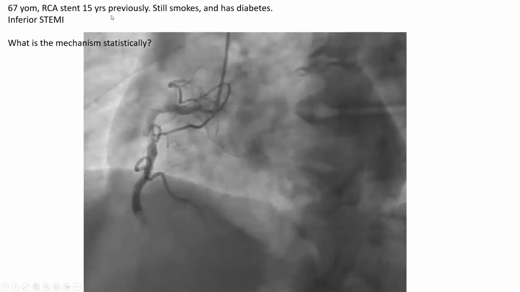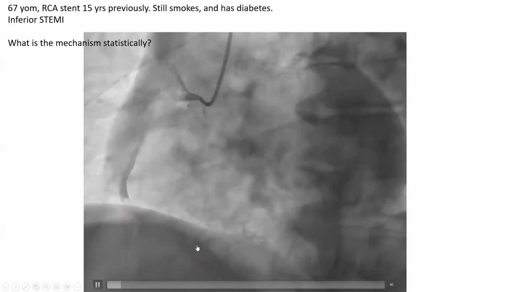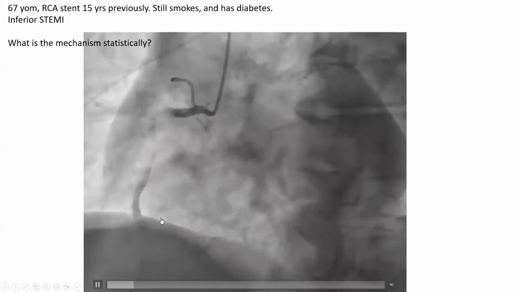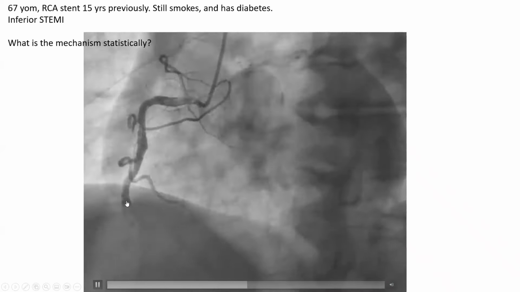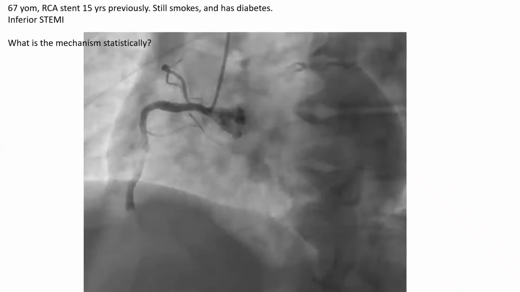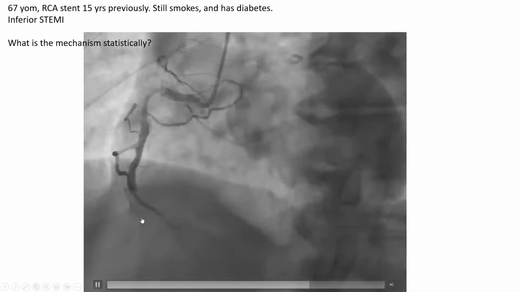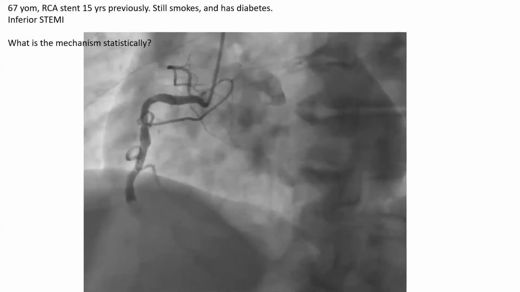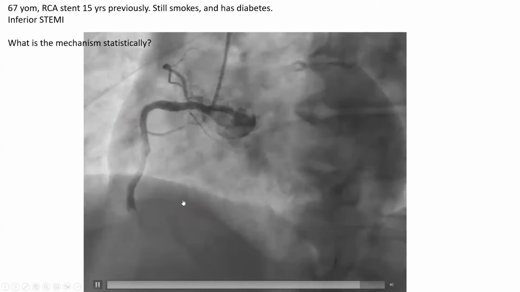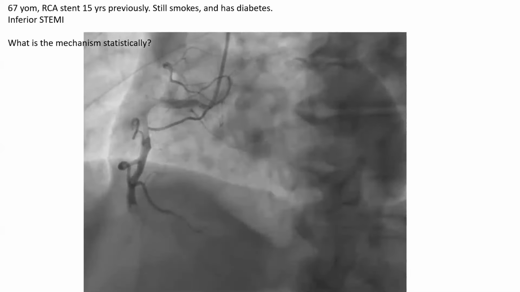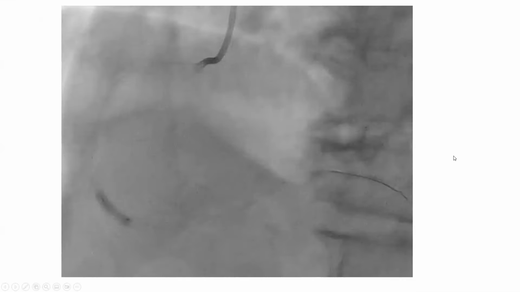This patient had a stent 15 years previously. The mechanism is most likely tissue growth inside the stent, neoatherosclerosis, particularly beyond 1 to 3 years of DES, with plaque rupture of that and thrombus formation. So statistically speaking, this is most likely neoatherosclerosis with a plaque rupture and thrombus formation. So here is what we did. We wired the lesion, we ballooned it with a 3 millimeter balloon.